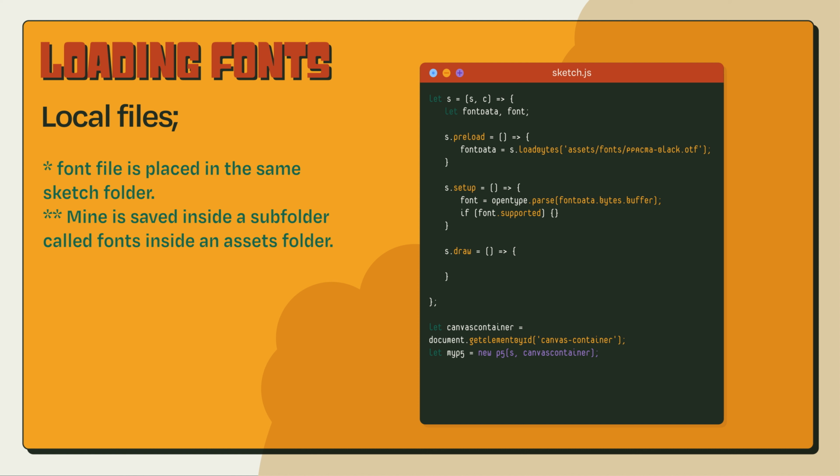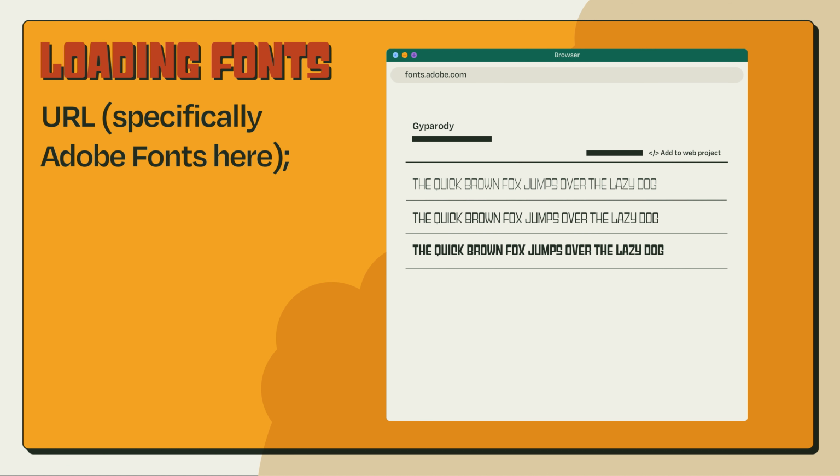We'll then parse the font using OpenType.js and check if the font is supported, where we will initialize the font path. For Adobe Fonts, it's a very similar process, except we'll get the web font URL from Adobe Fonts instead of simply loading it from the local directory.